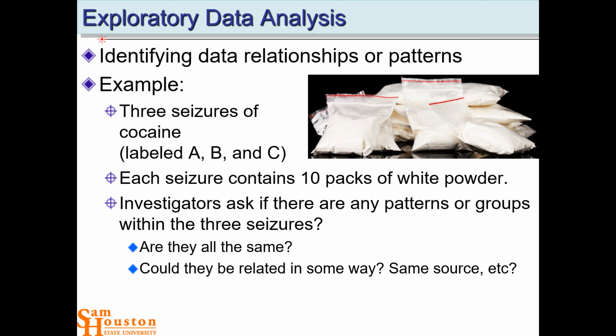So there's ways to do this in Minitab that are very convenient. We could do all of the same thing in Excel, but it would be less convenient. So the questions that the investigators want us to know are: are these three groups the same? Or are they related in some way? Might they have the same source? Were they processed the same way? So let's look to the data and see what we can find.